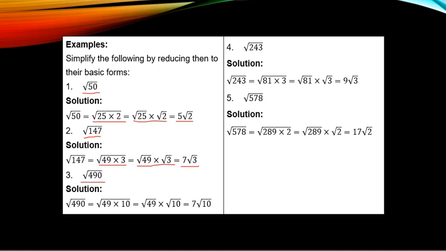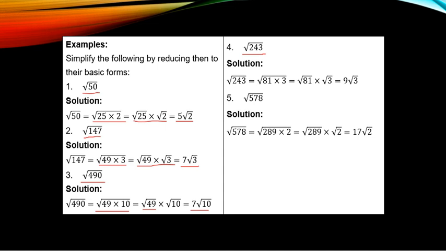490. If you carry on the division as I've said, you will have 49 times 10, where 49 is a perfect square that gives 7 times the square root of the non-perfect square, 10. That is basic form.